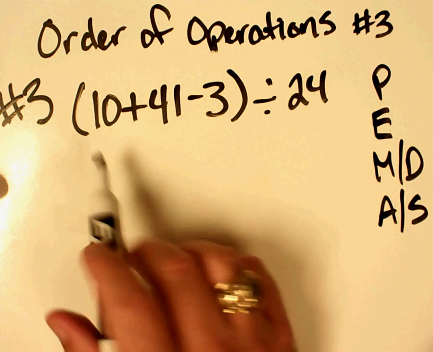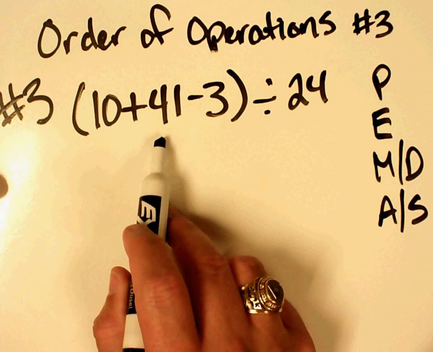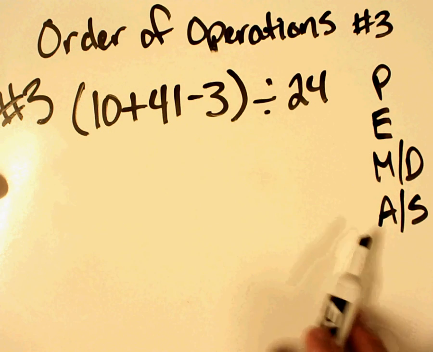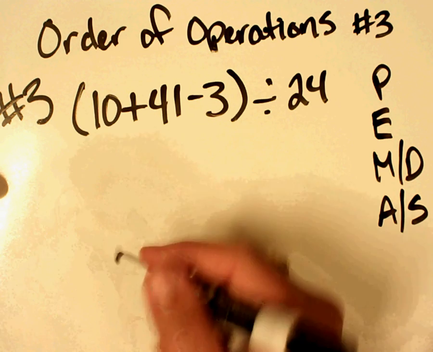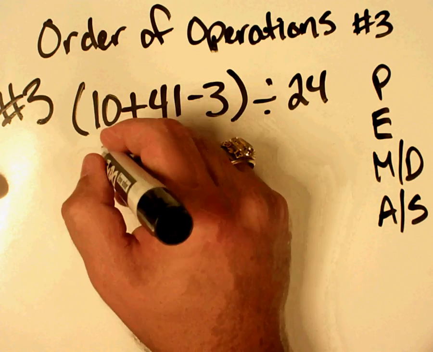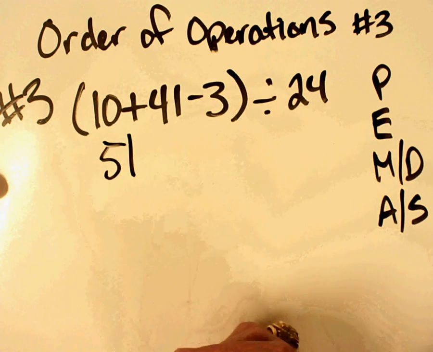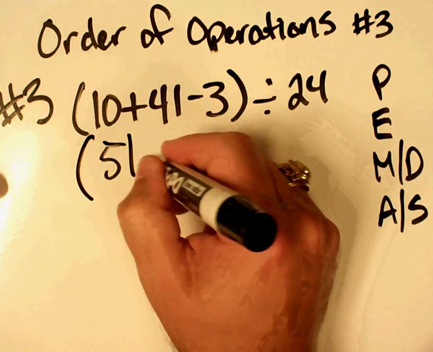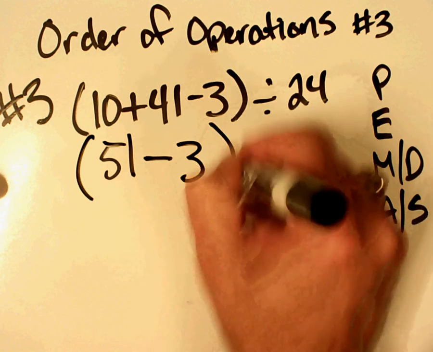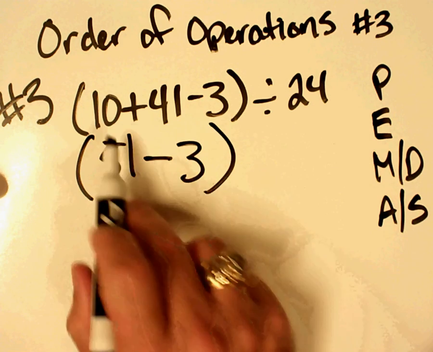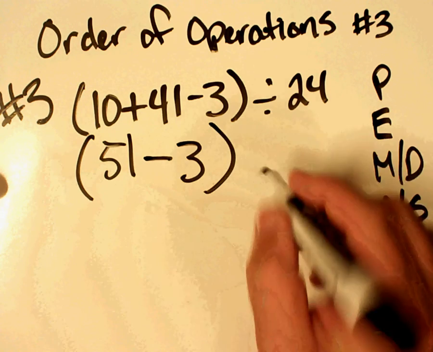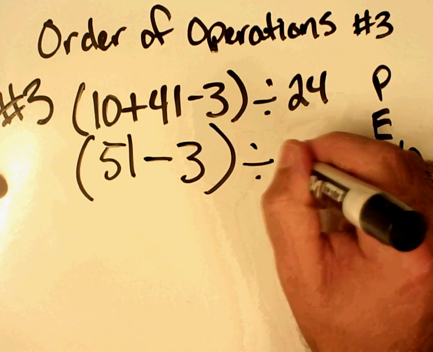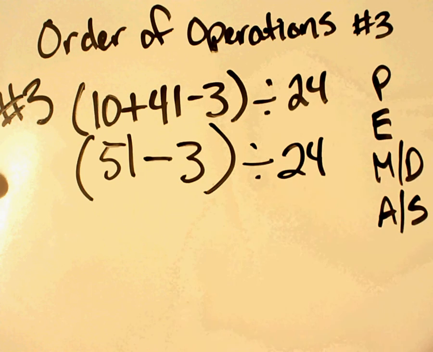Alright, so I'm going to start with this 10 plus 41. Not because it's addition, but because it's the furthest one to the left. Okay, so 10 plus 41 gives me 51. Now since I still have an operation left, I'm going to keep my parentheses, because I haven't finished all the operations inside the parentheses, so my parentheses need to hang around a little while longer. Pull down my divided by 24.